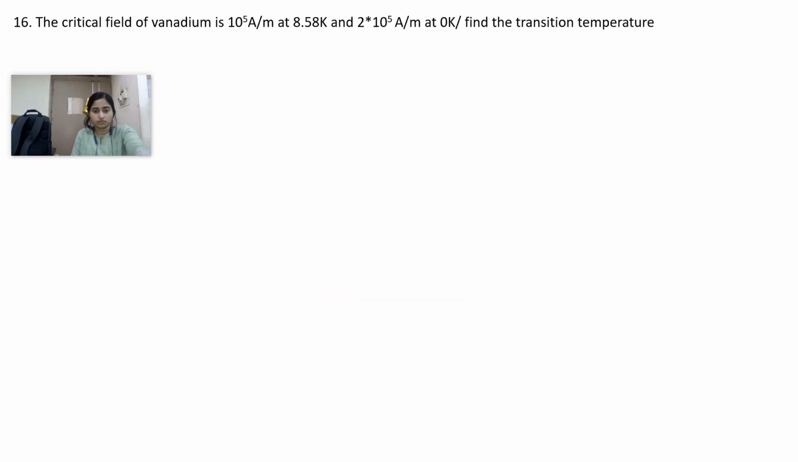Okay, so we will solve one more problem very quickly and we will finish today's class. The critical field of vanadium is 10 to the power 5 ampere per meter at 8.58 Kelvin and 2.2 times 10 to the power 5 ampere per meter at 0 Kelvin. Find the transition temperature. So what are the parameters given? Hc is given as 10 to the power 5 ampere per meter, and Hc of 0 is given as 2.2 times 10 to the power 5 ampere per meter, and T is equal to 8.58 Kelvin.